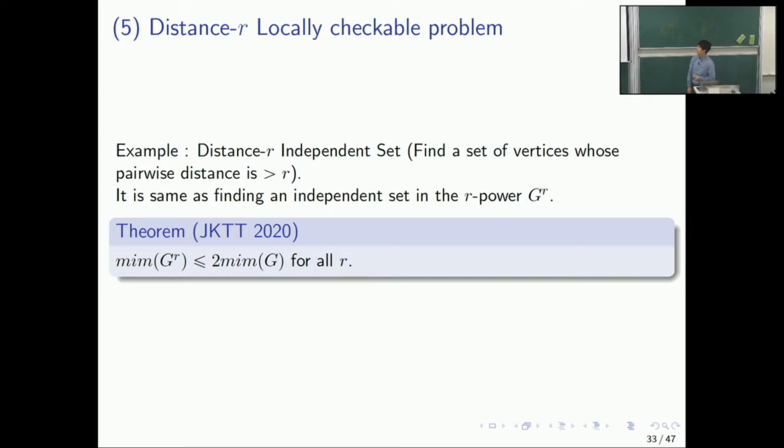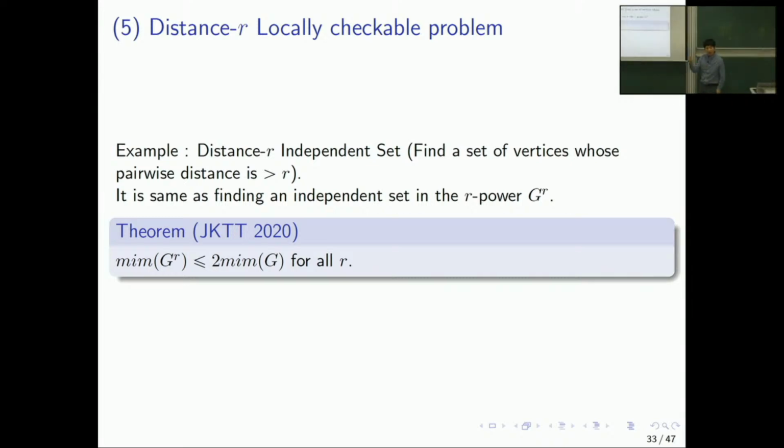So the last problem that I want to mention is the distance R version of the locally checkable problems. An example is the distance R independent set problem, where you want to find a vertex set whose pairwise distance is more than R. So it's the same as finding an independent set in the R power of the graph. R power means that you add an edge if their distance is at most R. So you don't want to have an edge in the R power of the graph.